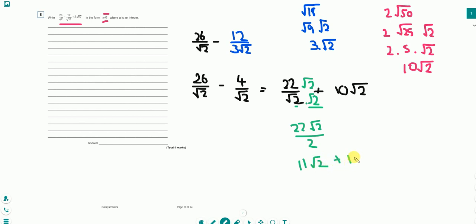Plus 10 root 2. And I end up with 10 and 11, 21 root 2. Haha! I got 4 marks. Woohoo! Right. Maybe I'll see you next time.